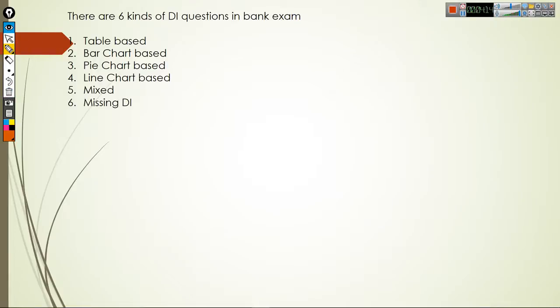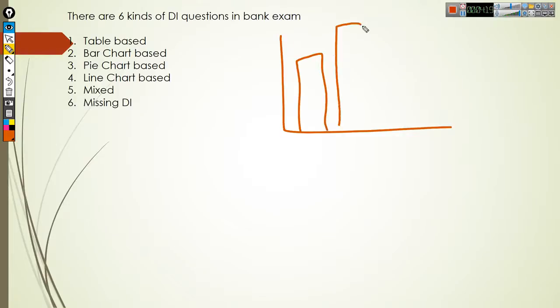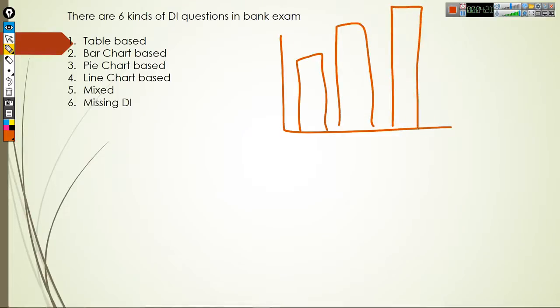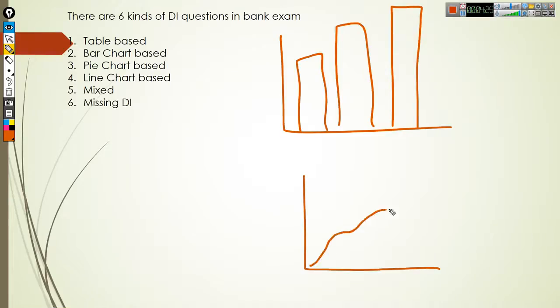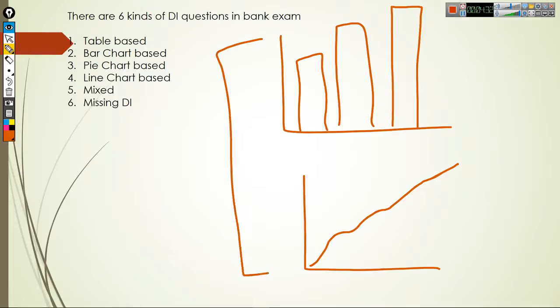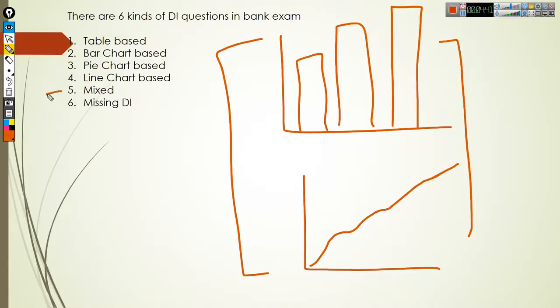And the mixed one: suppose there will be a bar graph, or maybe a line chart, or anything. Certain data will be given in the form of a bar chart, and certain data may be given in the form of a line chart, or maybe table based, or maybe a pie chart. Mixed is the combination of two charts. This is a difficult one, and most probably you will not get these types of questions in your prelims. You will get parts 5 and 6, mixed and missing DI, only in your mains exam.